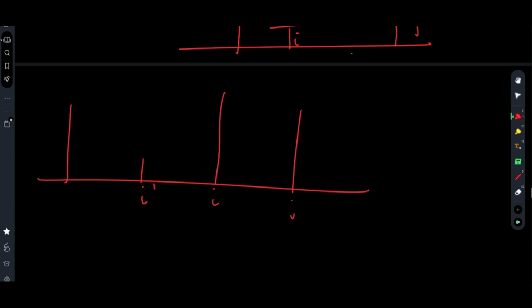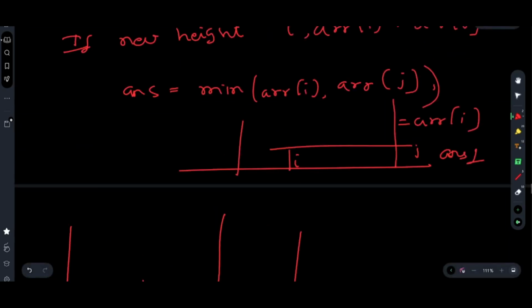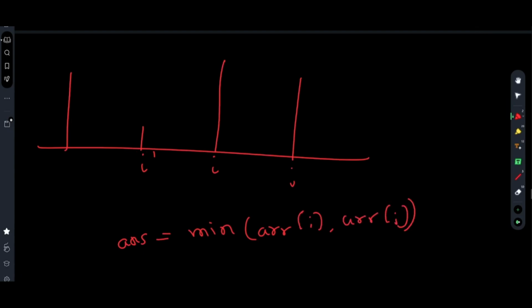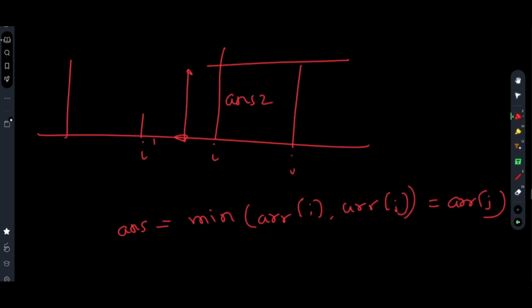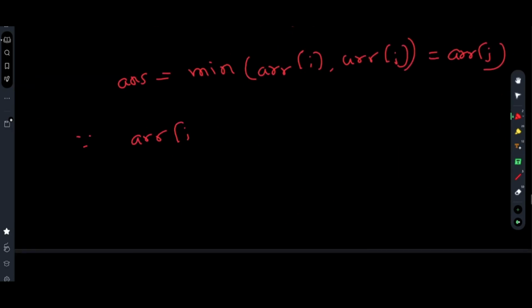So the current situation is min of error of I, error of j. Let's say this is error of I, and this area is ANS1. The error of I, error of j. Basically, it is error of j. So this is the height, so ANS2. So effectively, if it is h dash, if it is h2, and if it is h1, since error of j was greater than error of I dash, therefore h2 is greater than h1. So in this process, what have you done?